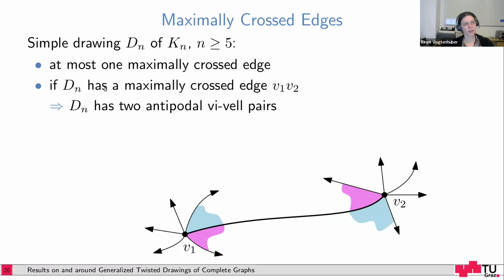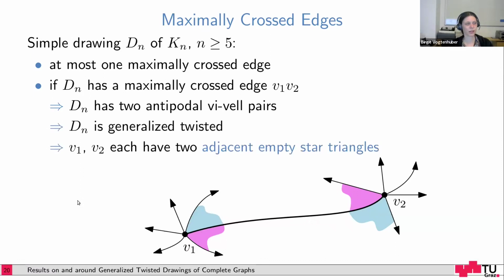Now, if a simple drawing contains a maximally crossed edge, then one can show that this drawing has 2 antipodal VI cell pairs and hence is generalized twisted by the characterization from before. And moreover, these 2 antipodal VI cell pairs are incident to this maximally crossed edge and each on opposite sides of this edge. So each pair is on opposite sides of this edge. Like the blue here is one pair and the purplish here is one pair.